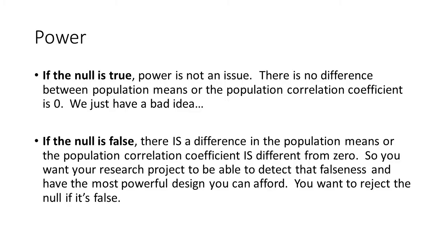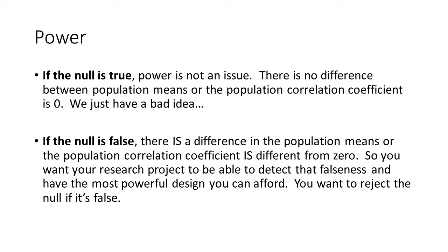So if we think about it, if the null is true, if there is no difference, power is not even remotely an issue. So there is no difference between population means or the population correlation coefficient is 0. We just have a bad idea then. It doesn't matter how many participants we include in the study. If there is no difference, if there's no relationship, we're not going to find it with more participants.